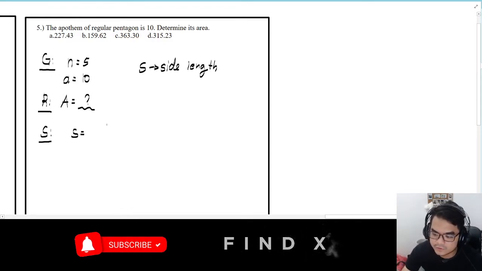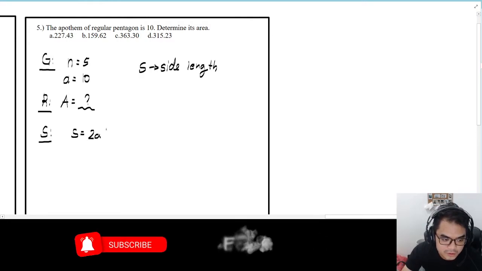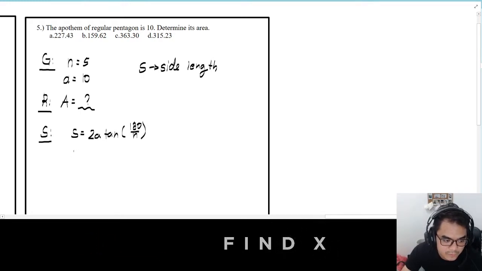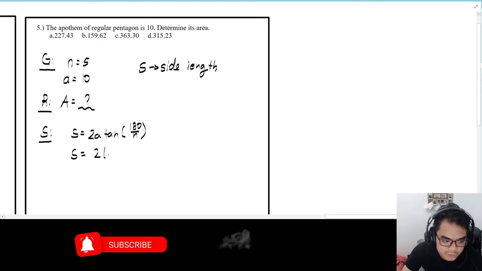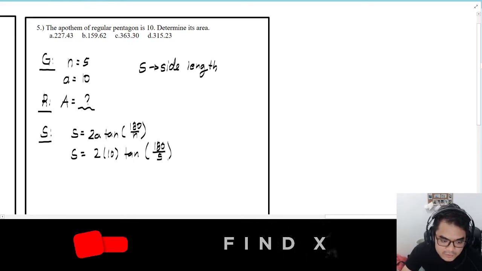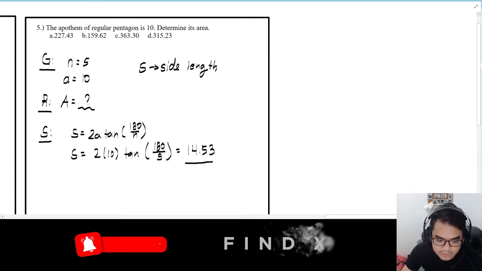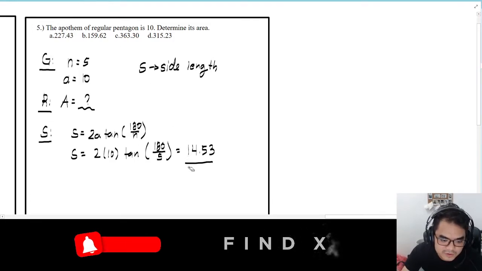The formula for the side S, which I already derived, is 2a tangent of 180 over n. Therefore, S is equal to 2 times 10 times tangent of 180 over 5. If you use your calculator, the value we get here is 14.53. That is not yet the answer because that is just the side length, right?